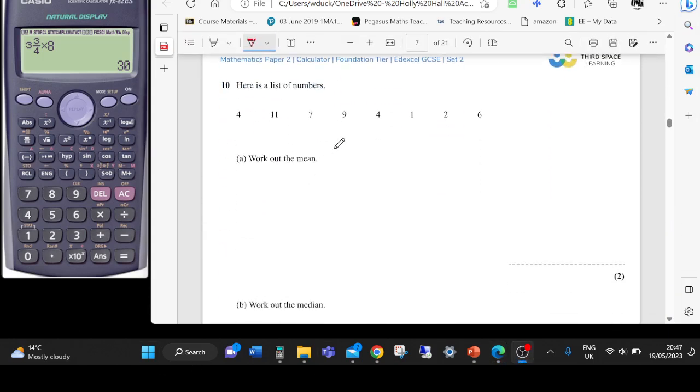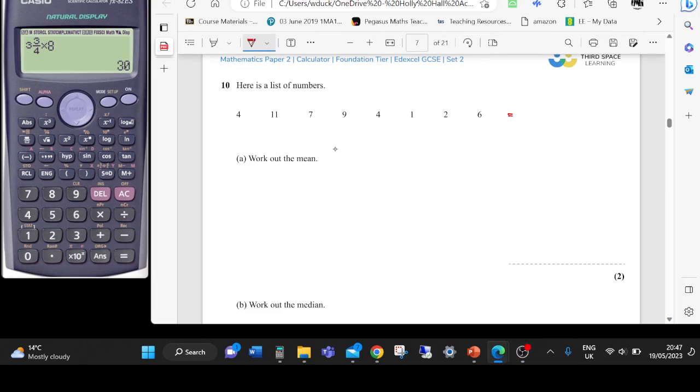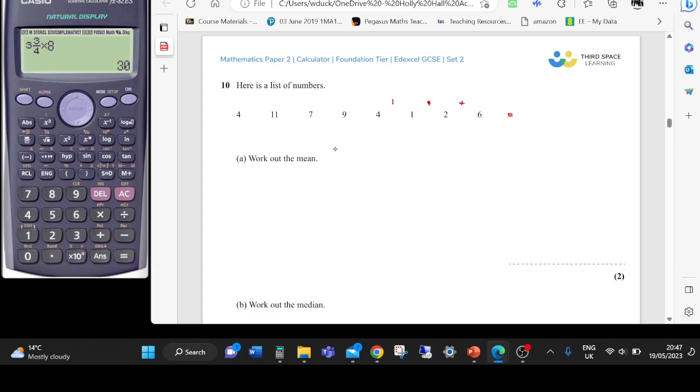Okay, question 10. Here's a list of numbers. Work out the mean of those numbers. So I want to add them all up. So I'm going to show pluses in between them. So 4 plus 11 plus 7 plus 9 plus 4, and I've missed out my 9, plus 1 plus 2 plus 6 gives me a total of 44 there.